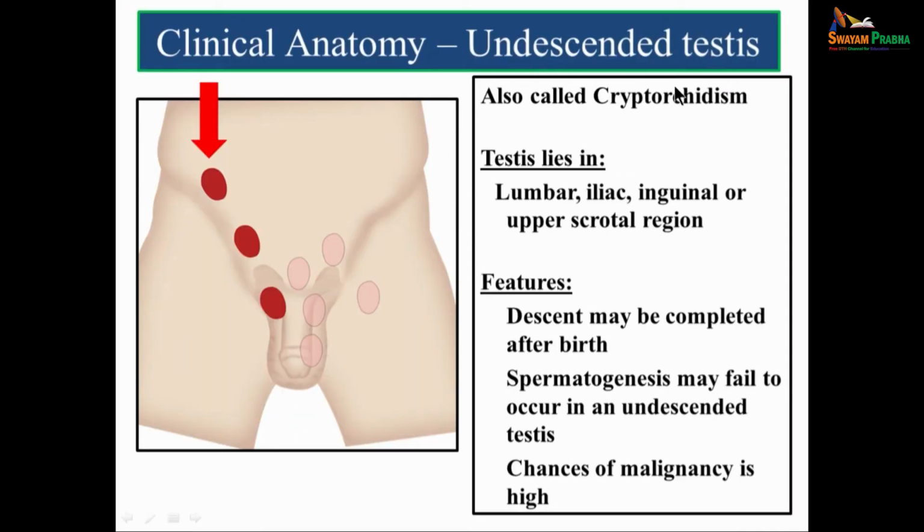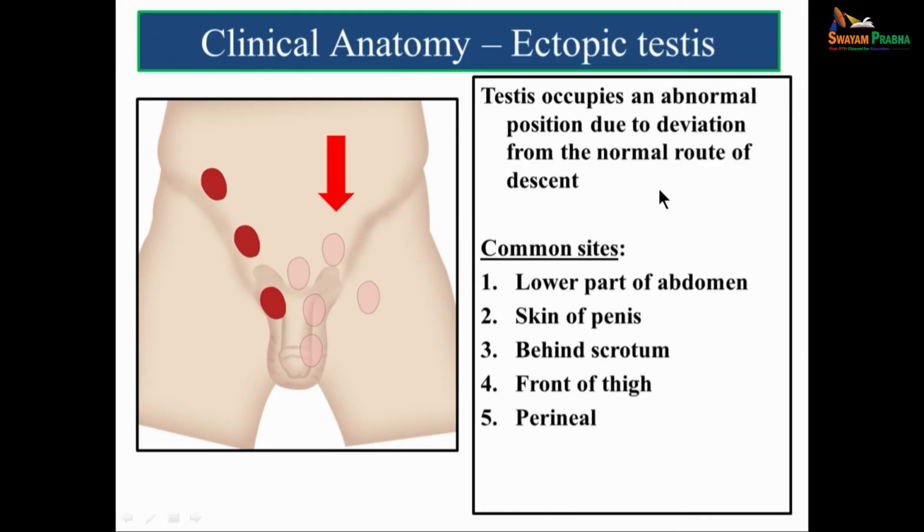Undescended testis, it is also called cryptorchidism. The testis may lie in the lumbar, iliac, inguinal or upper scrotal region. In these cases, the descent may be completed after birth. Spermatogenesis may fail to occur in an undescended testis, and the chances of malignancy, tumors, are very high in case of undescended testis.